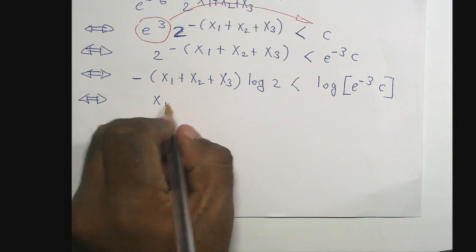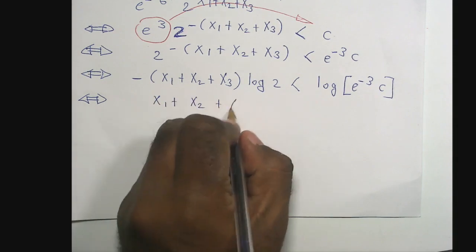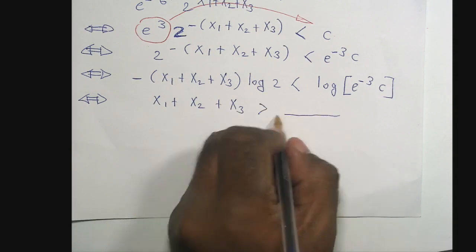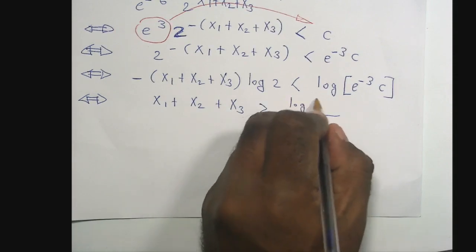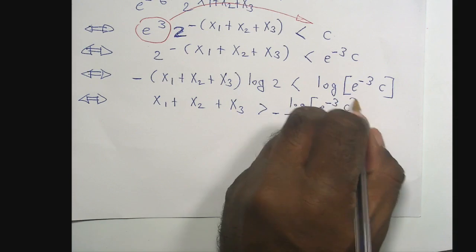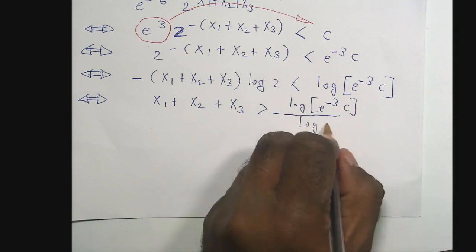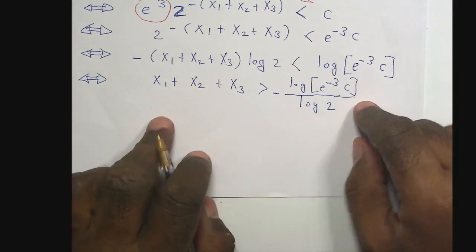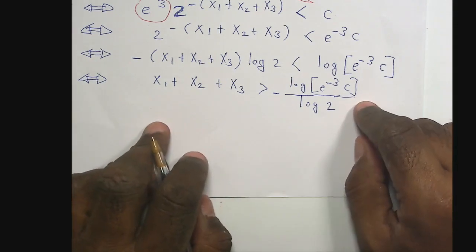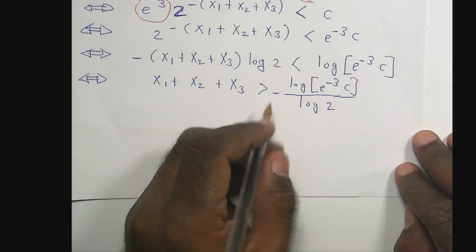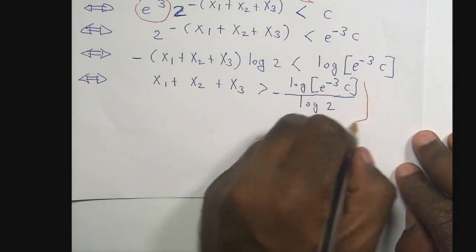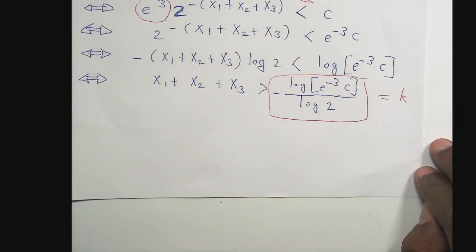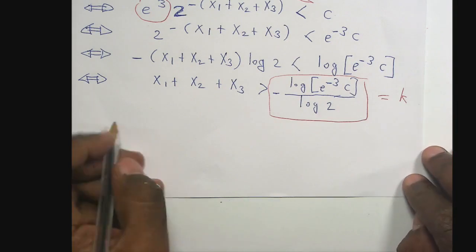So this will become x1 plus x2 plus x3. The less than will become greater than. Okay, so this is what you will get, guys. So this is the rule for rejecting the null hypothesis according to the Neyman-Pearson lemma. Now for the sake of notation, let me call this guy here k, right?